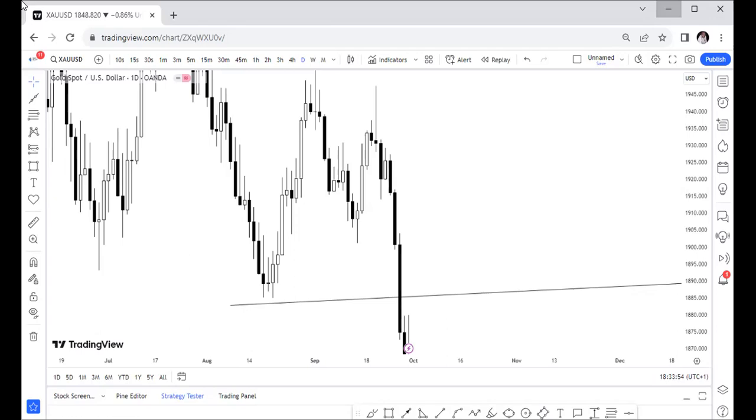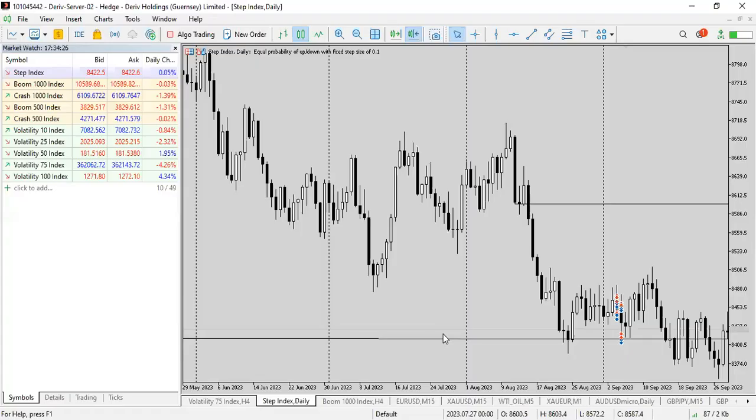So this is your stuff. This is the MetaTrader, MT5 or thereabouts.